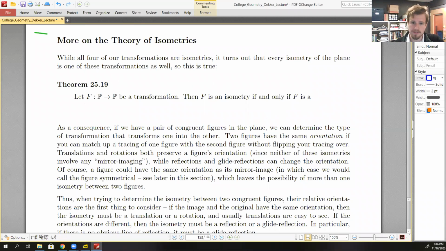So F is an isometry if and only if F is a translation, a rotation, a reflection, or glide reflection.